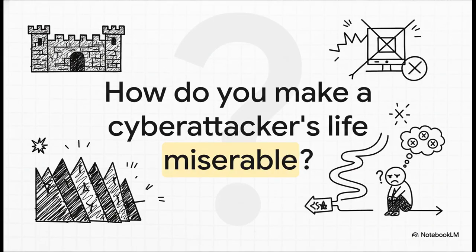So let's start with this question. How do you actually make an attacker's life miserable? I mean, it's not just about blocking a single attack, right? It's about making it so hard, so expensive for them to operate that they just give up and go look for an easier target. So how do we do that?